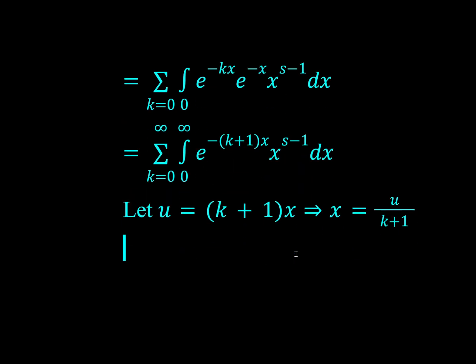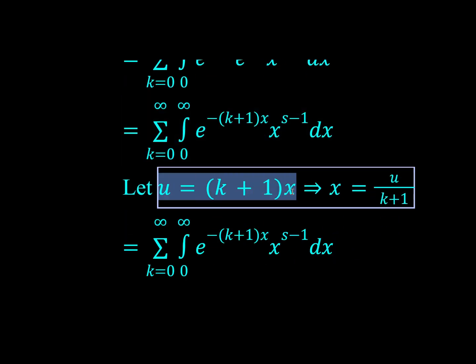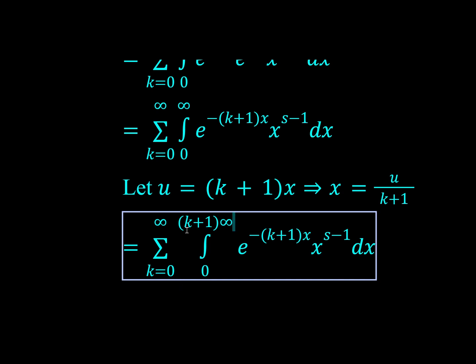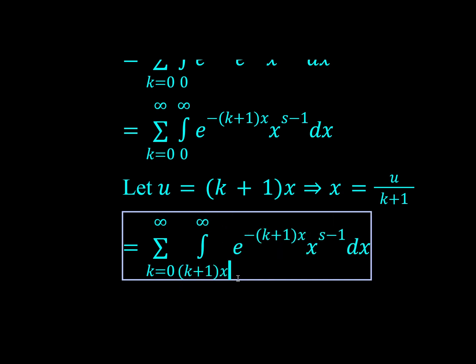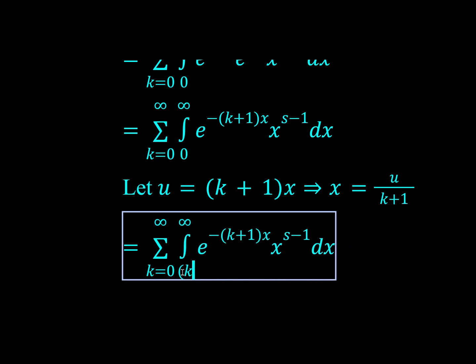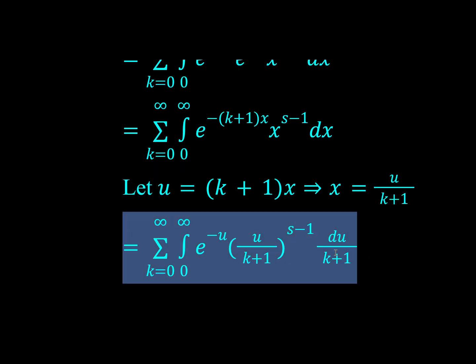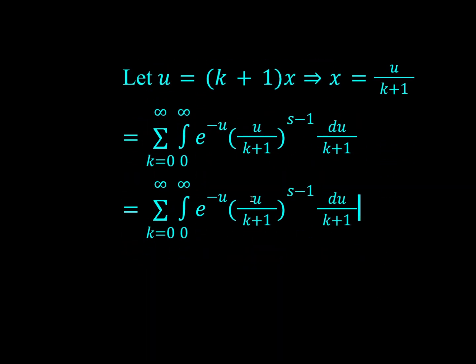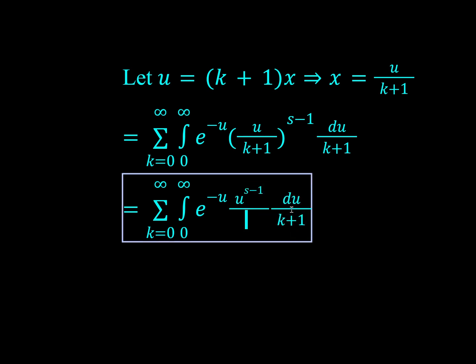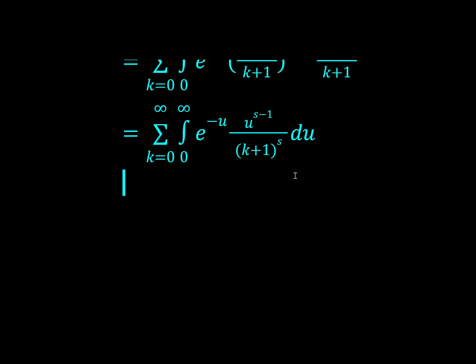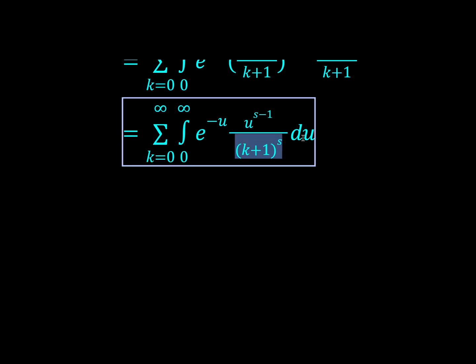So let's see, how do the bounds change? Well, the top bound will be k plus 1 times infinity. And obviously that's going to be infinity because k plus 1 is positive. Bottom bound will become k plus 1 times 0. And now this is just u based on our substitution, and x is u on k plus 1, to the s minus 1. And dx would be, I guess, du on k plus 1. So now we're just going to clean this up. We have u to the s minus 1 over (k plus 1) to the s minus 1, and we can combine that into a (k plus 1) to the s. Now notice that (k plus 1) to the s has nothing to do with u, so we can take it outside of the integral.